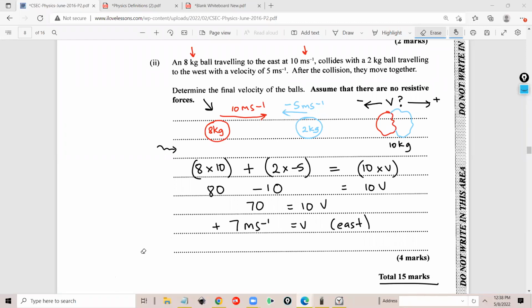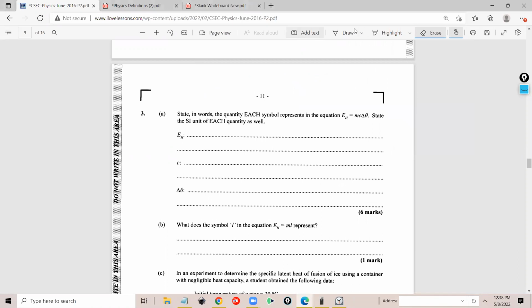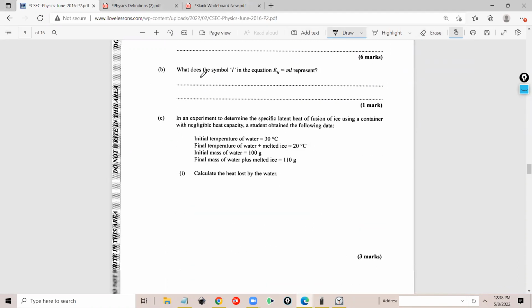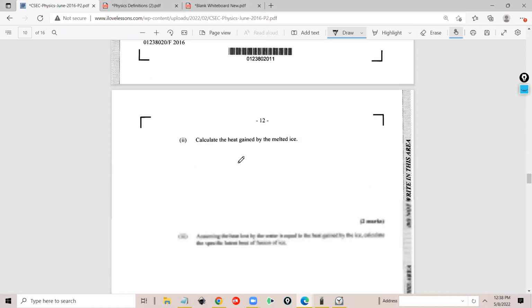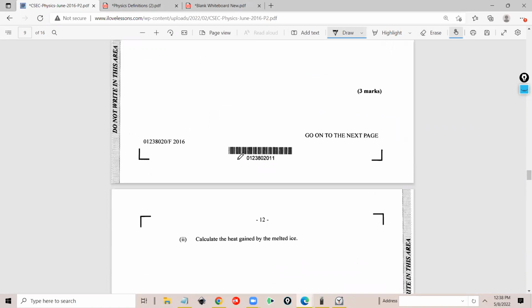All right, so let's look at question 3 and see what topic this is at least, right? All right. So question 3 seems to be about heat and what the formulas mean, and have a little calculation, right? All right, so get started on this one.